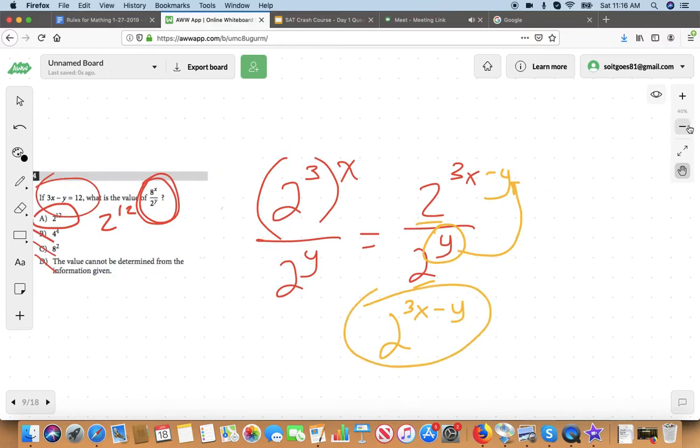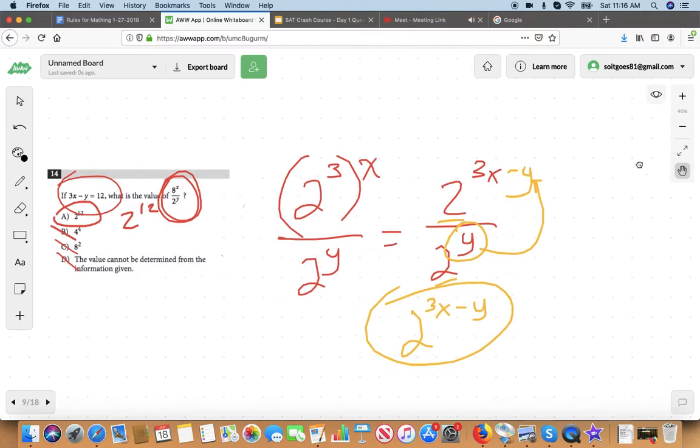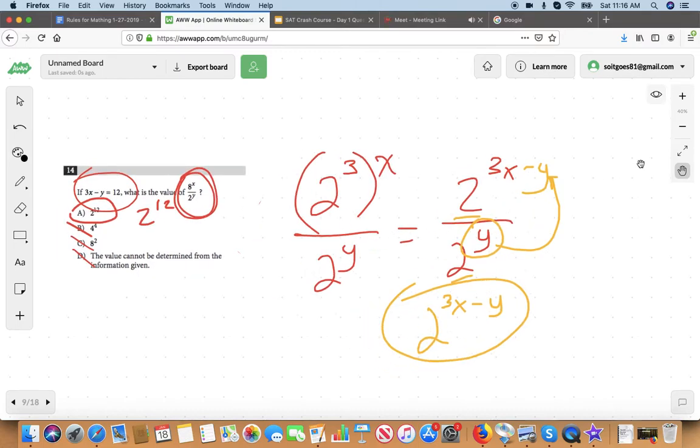Because I know what 3x minus y is. What's 3x minus y? Look at the question. What's 3x minus y? Oh, 12. So it's 2 to the power of 12. That's how they want you to solve it, which is a very specific operation.